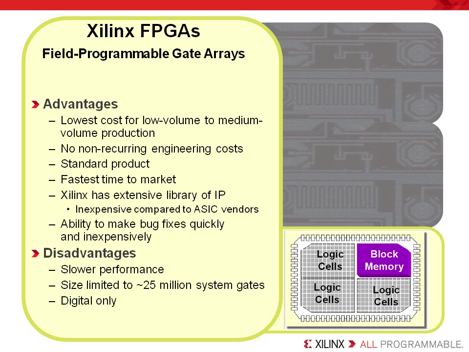A Xilinx FPGA or Field-Programmable Gate Array has some significant advantages over ASICs. FPGAs have the lowest cost for low to medium volume production, although Spartan 3A devices are specifically targeted towards high volume, low cost ASIC applications. As with all Xilinx FPGAs, there are no non-recurring engineering costs associated with them. FPGAs are a standard, off-the-shelf product that offers the fastest time to market.